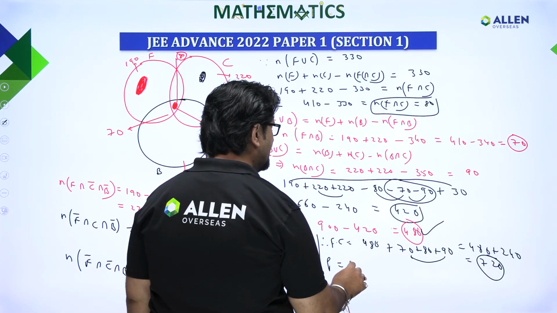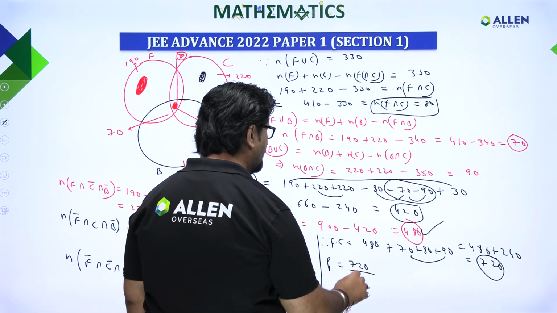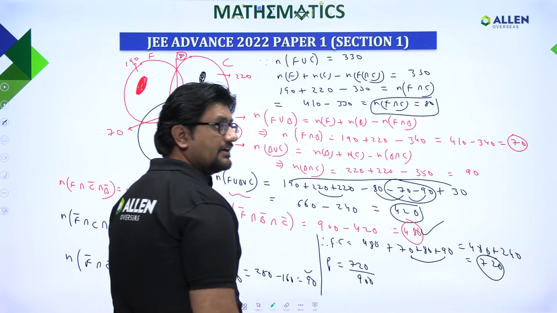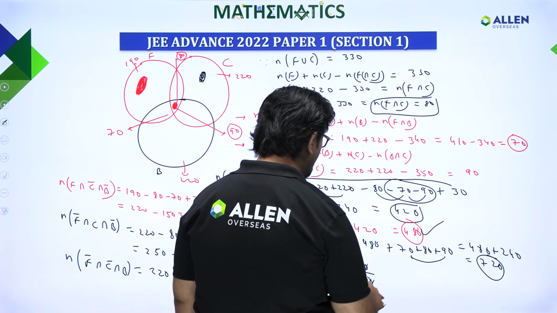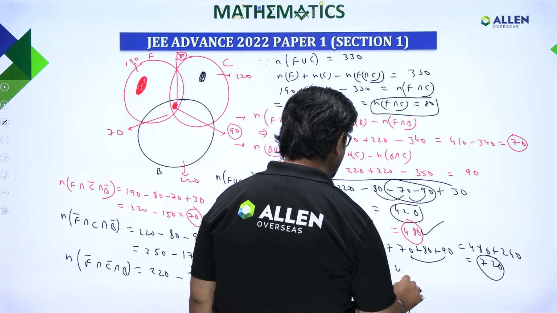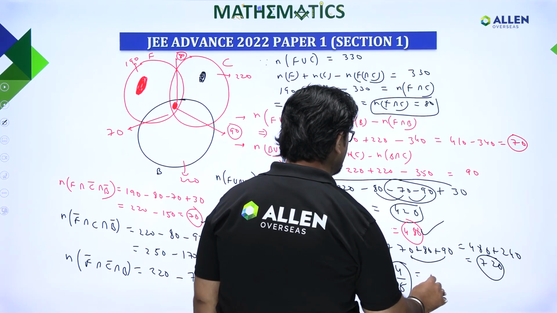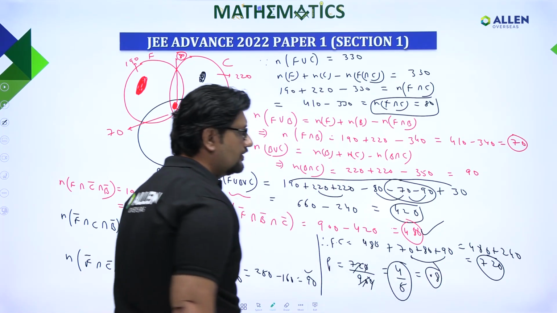So what is the probability? Yes, favorable cases 720 upon total which were 900. If I calculate this value after cutting the portions, we are getting the value as 4 by 5, which equals 0.8.